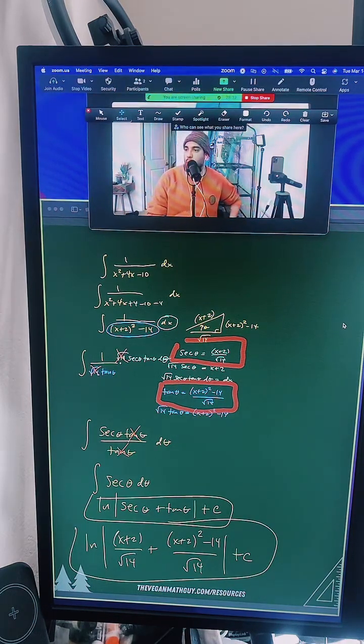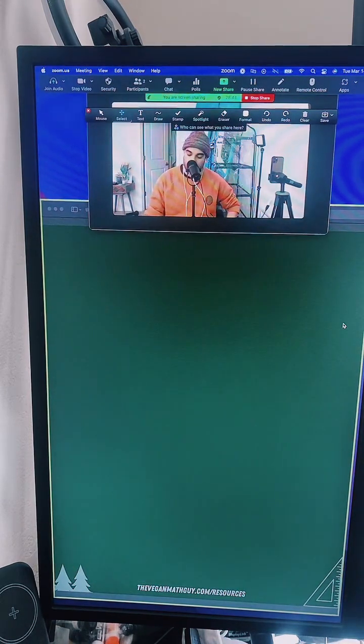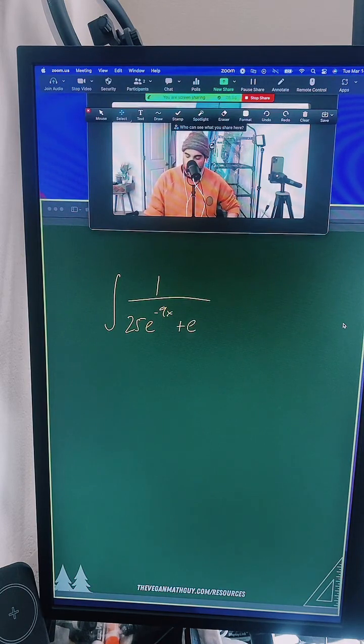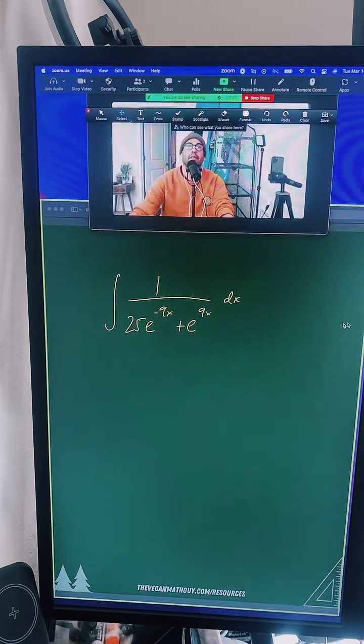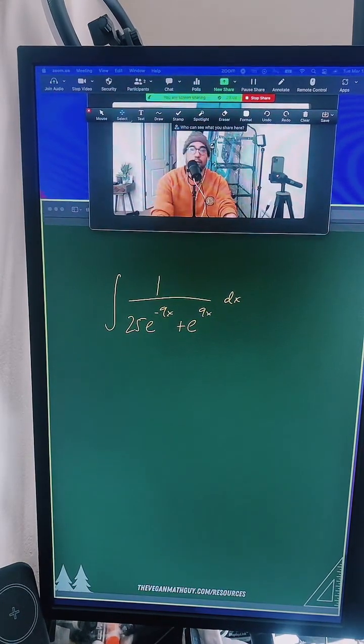Okay. Someone posted in the comments here if we could do a specific integral. I don't even know how to solve that I could think of, but let's try it out. I'm going to write it out, and if it's written incorrectly, let me know. I have the integral of 1 over 25 e to the negative 9x plus e to the 9x dx. Okay, that's the way it was written, and I'm hoping that's the right one.